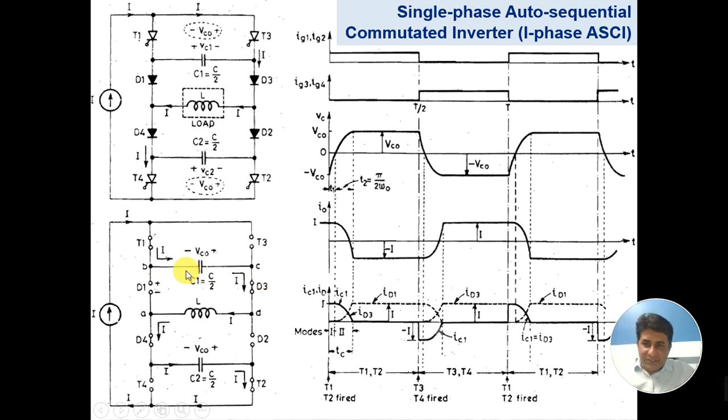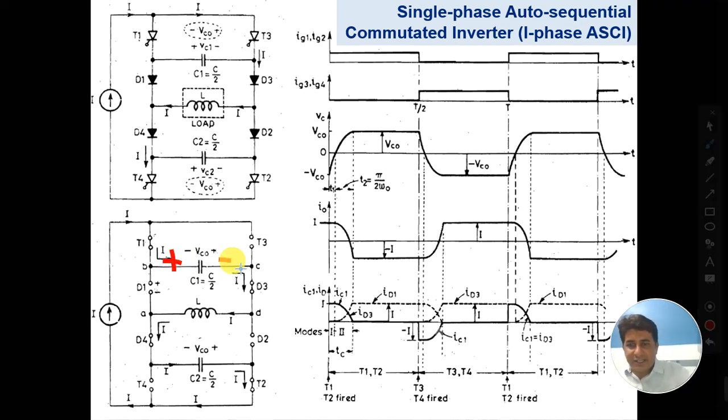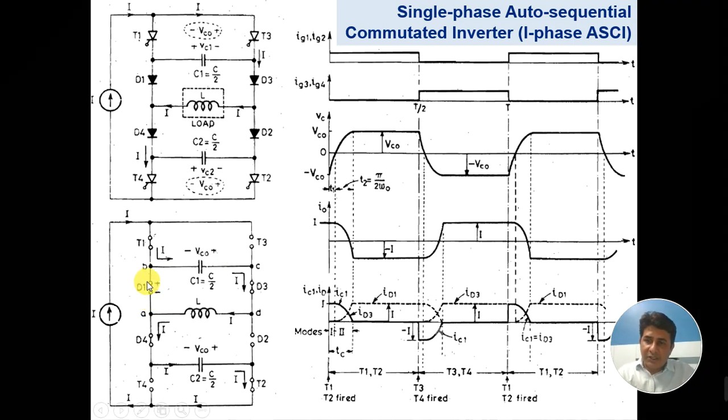So at this time, because its polarity is 0, now after this point, the polarity of the left side starts becoming positive and this side starts becoming negative. So what happens after this time? At this particular time, this diode D1 also comes into conduction. When D1 comes into conduction, in a similar way, D2 comes into conduction.